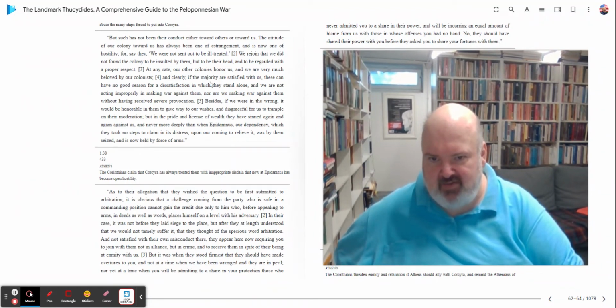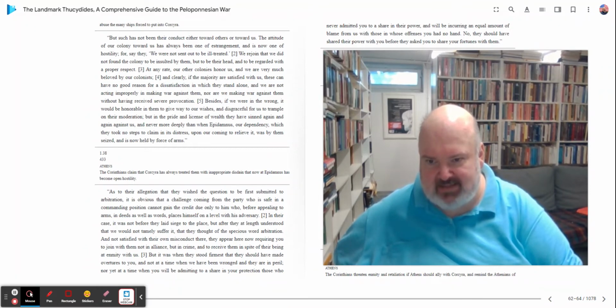And clearly, if the majority are satisfied with us, these can have no good reason for the dissatisfaction in which they stand alone, and we are not acting improperly in making war against them, nor are we making war without having received severe provocation. Besides, if we were in the wrong, it would be more honorable in them to have given way to our wishes, and disgraceful for us to trample on their moderation.